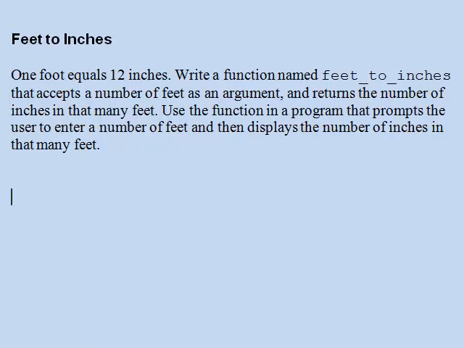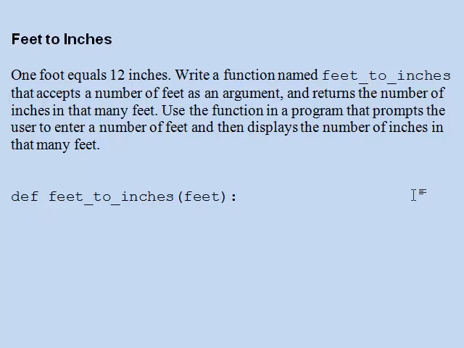So the feet to inches function is going to accept a number of feet as an argument, and then it's going to return that value converted to inches. In order to do that, all we have to do is multiply the number of feet times 12. So let's go ahead and write out what the Python code for this function is going to look like. We know the name is going to be feet to inches, and we know it's going to accept a number of feet as an argument, so I'm going to give it a parameter variable named feet.